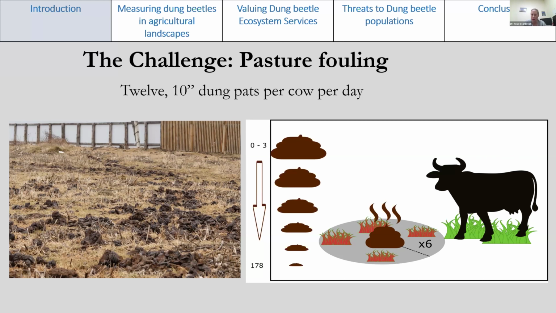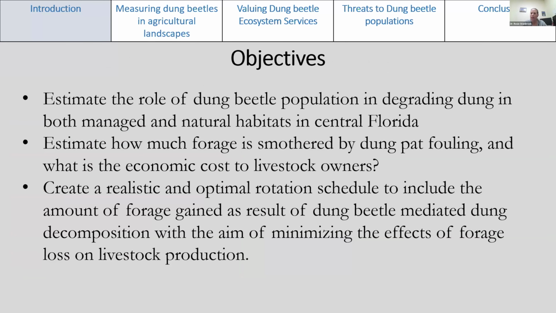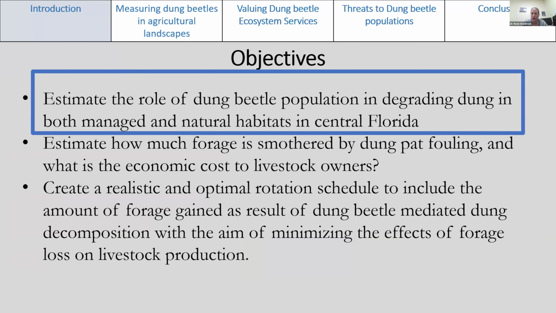So how do we act to remedy this? Well, we wanted to discover the role of the dung beetle population in subtropical working lands and their role in degrading dung. So firstly, to do that, we had to estimate the diversity and abundance of dung beetles in both managed and natural habitats in Central Florida to gain knowledge on what species existed where, was there seasonal abundance, at what time of the year were there more dung pats lying around, were all of the dung beetle species that we have here in Florida, of which there are over 70, acting at the same time?